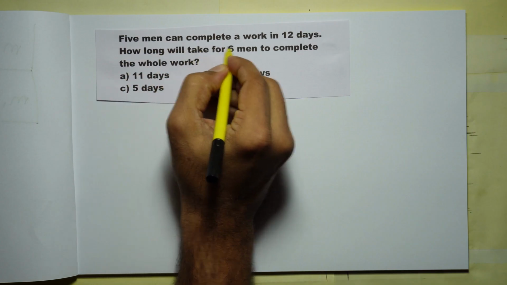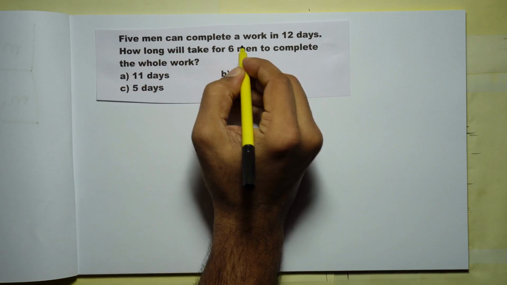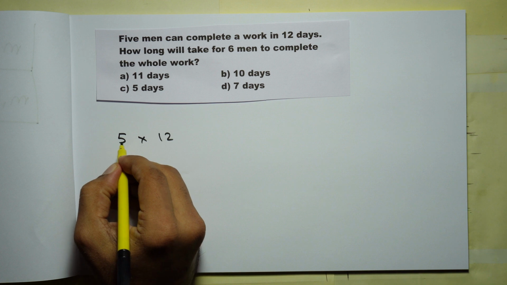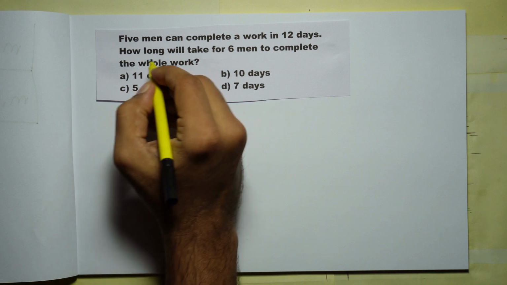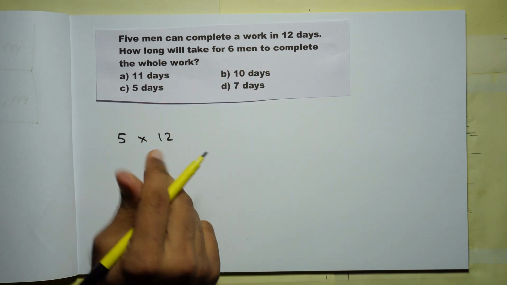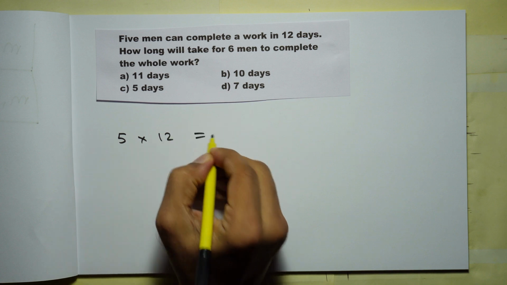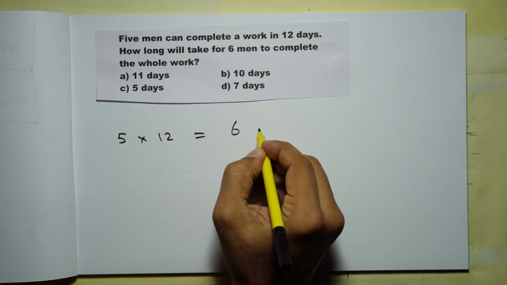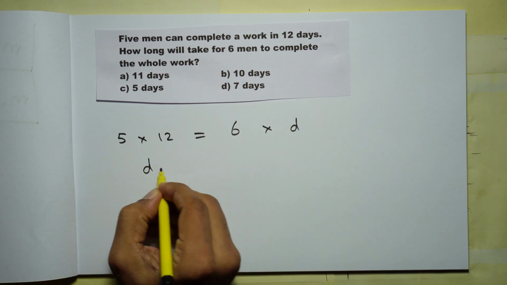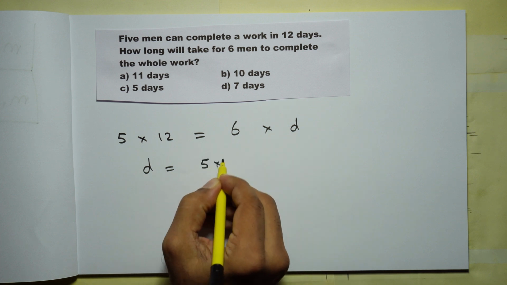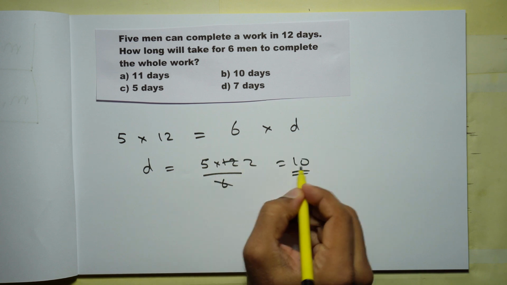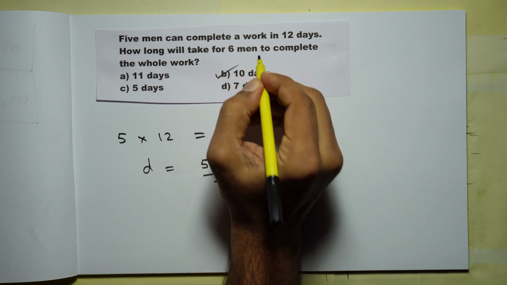5 men can complete a work in 12 days. So we'll just represent that data. 5 men need to work for 12 days, so 5 into 12 is the whole job. How long will it take for 6 men to complete the whole job? Now 6 men have to work for D days to complete the whole job. So the number of days D is given as 5 into 12 by 6. 6 divides 12 two times, so 5 into 2 gives you 10. So 10 days will be required, that is option B.